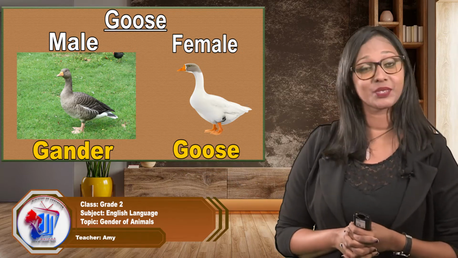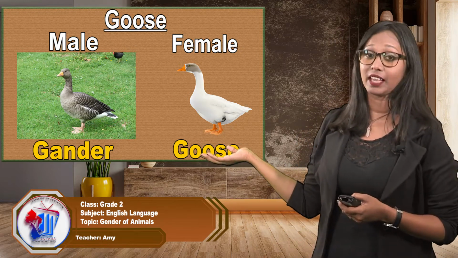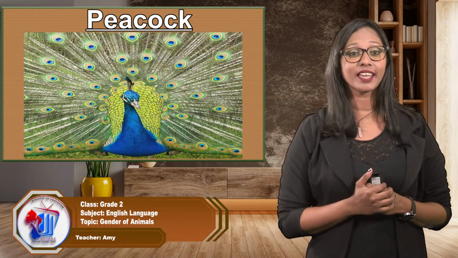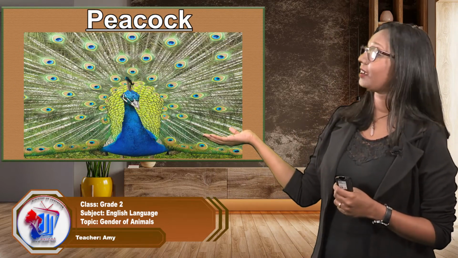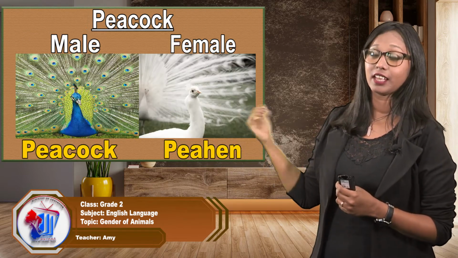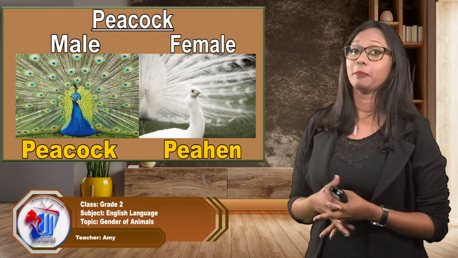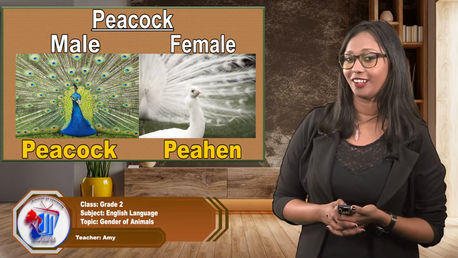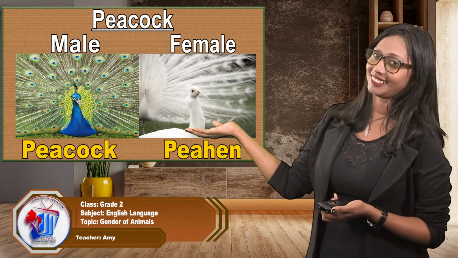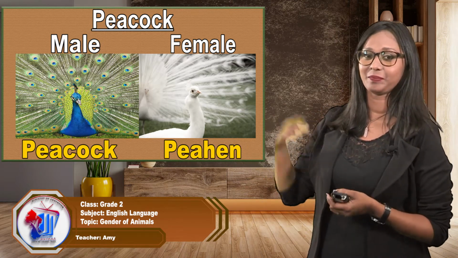We have a goose. The male for a goose is gander and the female is goose. Now we have a peacock. The general name is peacock and the male is also called a peacock. But guess what the female is called? The female is called peahen.